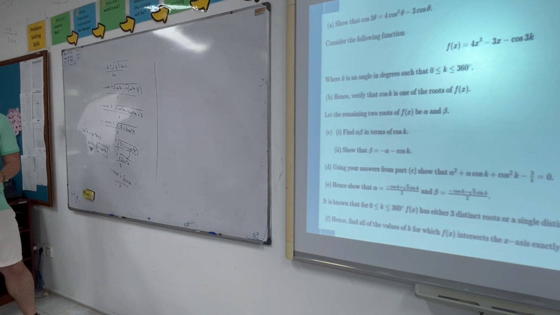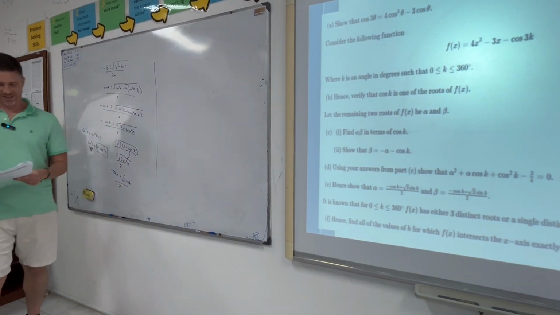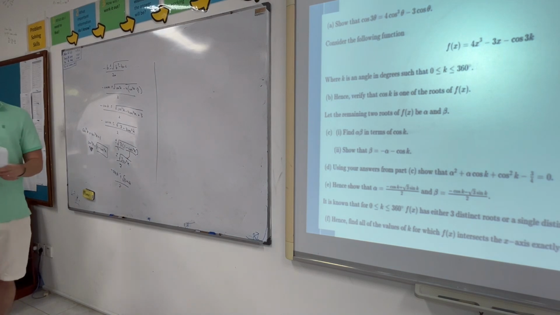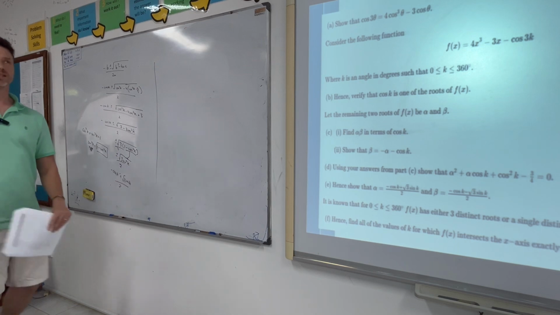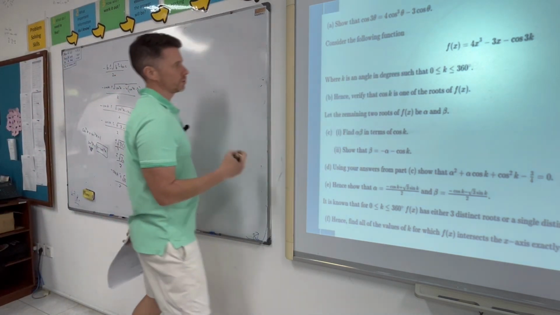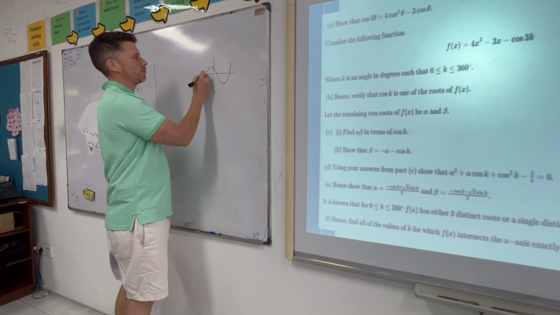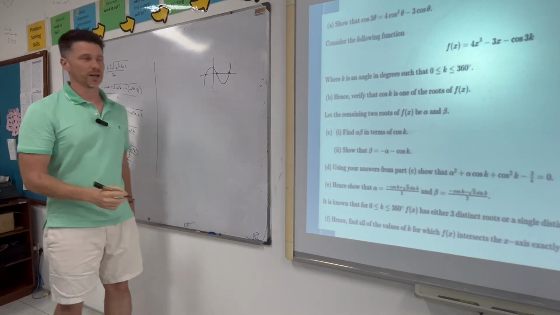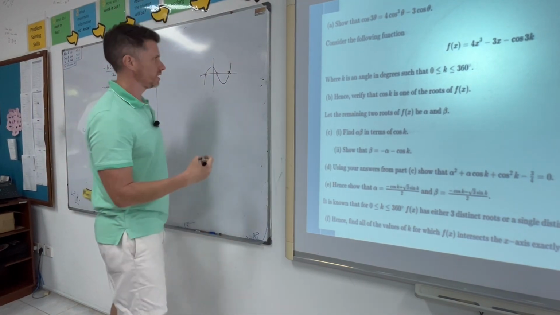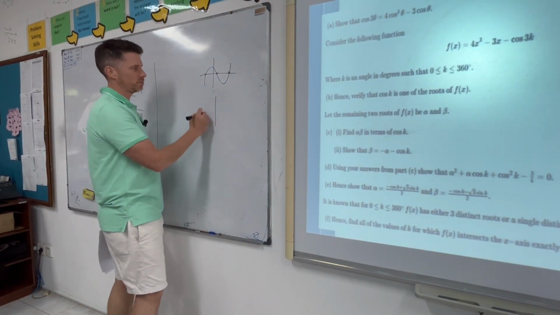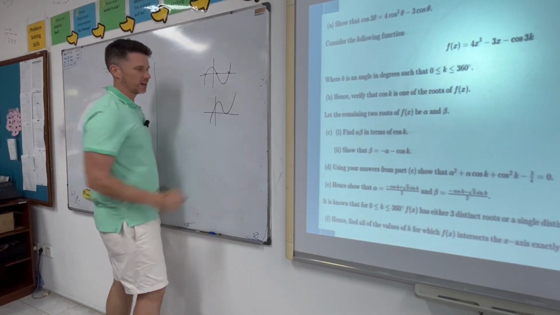Okay, let's do this last one. Hence, find all the values of k. So it is known that k is between 0 and 360 degrees, so 1 rotation. The function has either 3 distinct roots or a single root and a repeated root. So this is a cubic function. You can see it's x cubed. So x cubed can be like that with 3 distinct roots, yeah? But I think it says for this particular one, it only hits the x-axis 2 times. So that will have to be 1 repeated root. That would be something like that.